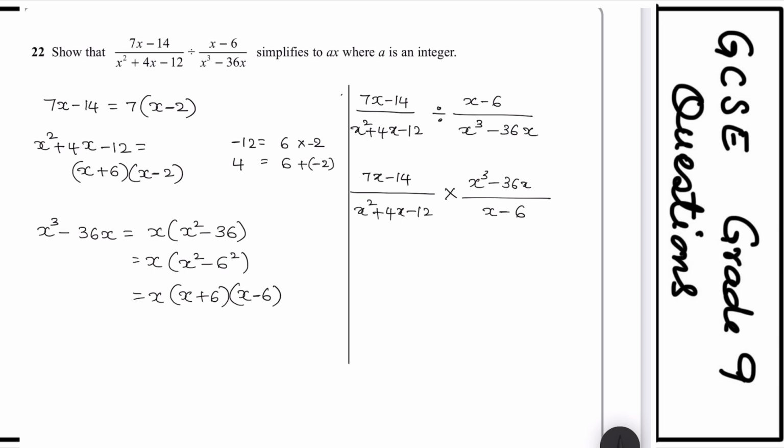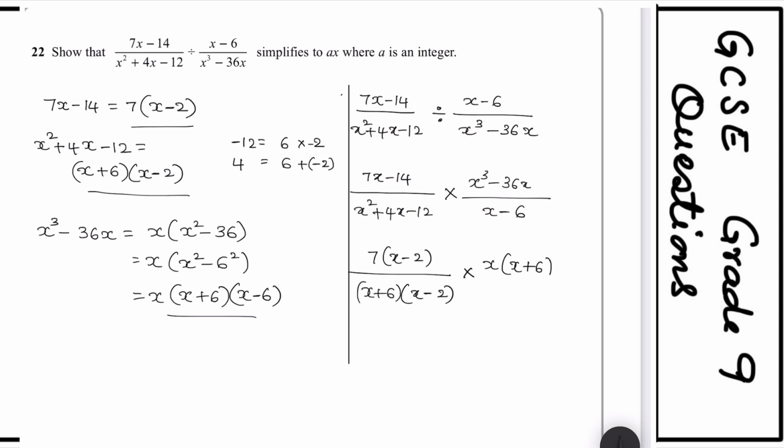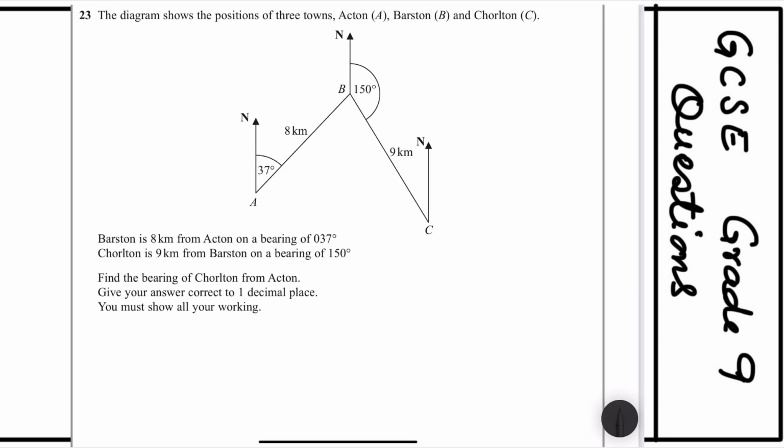So let's write the respective factors now. The first one is 7 times x minus 2 over x plus 6 times x minus 2, times x plus 6 times x minus 6 over x minus 6. So if you find similar factors we have to cancel them out. Okay, so the only remaining term is 7x, which is the answer in the form of ax.